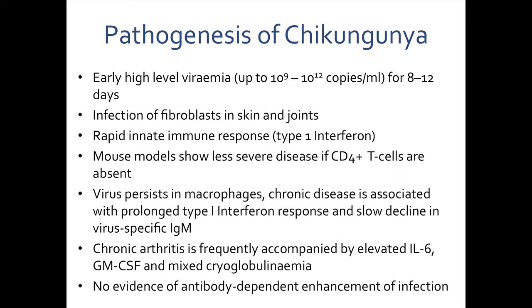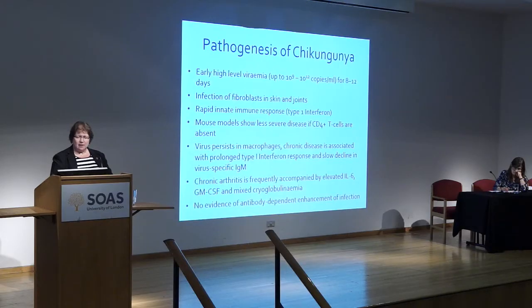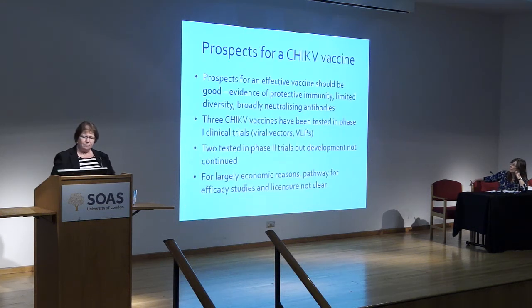What seems to be happening is that the virus persists in macrophages and probably also in joint tissues, and so a continued immune response against the virus in fibroblasts is thought to be behind the persistent arthritis. There are some biomarkers that are linked with the development of arthritis, but in fact the etiology and the pathogenesis is not particularly well understood.